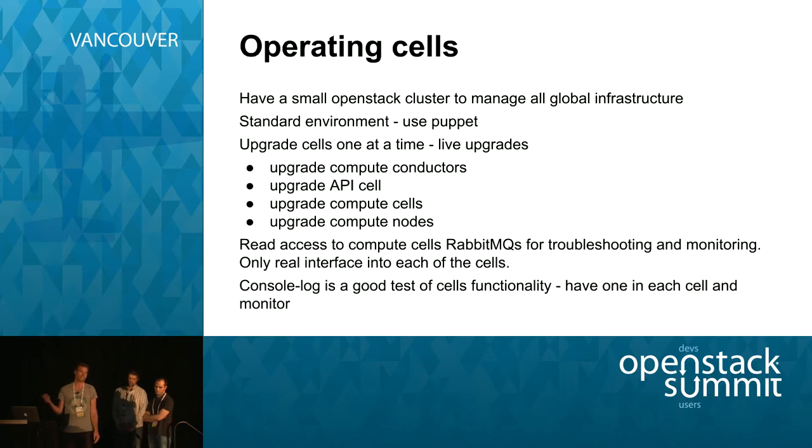Everything is mainly virtualized in terms of our control infrastructure. We have physical databases and rabbits, but everything else is pretty flexible, and that really helps when upgrading. We've got a process now when we do our upgrades. We've just almost finished the upgrade to Juno, so about half our cells are on Juno and half of them are on Icehouse.